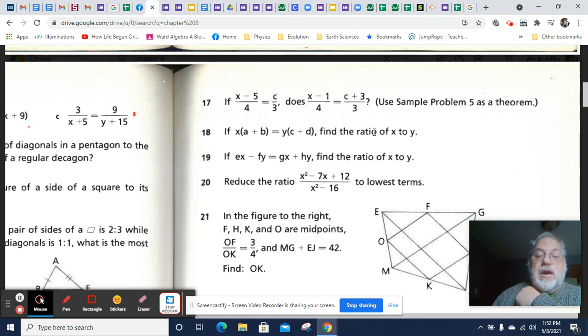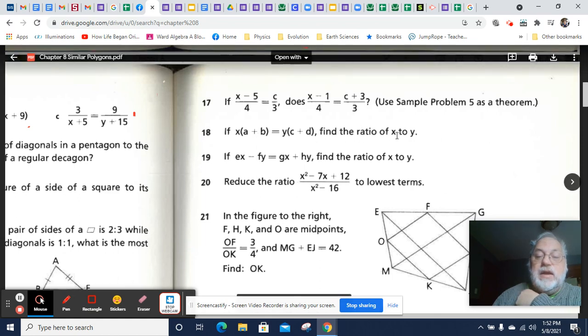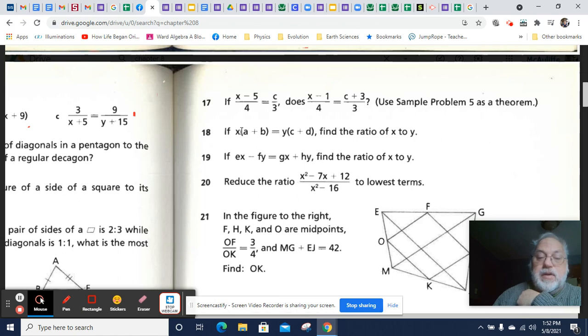Now we're going to try and find the ratio of x to y. So you're going to set up product of means, product of extremes. Actually, if you want x to be the top, make this the product of the extremes. And x can be the first proportional, a plus b can be the fourth, y can be the second proportional, and c plus d can be the third proportional.